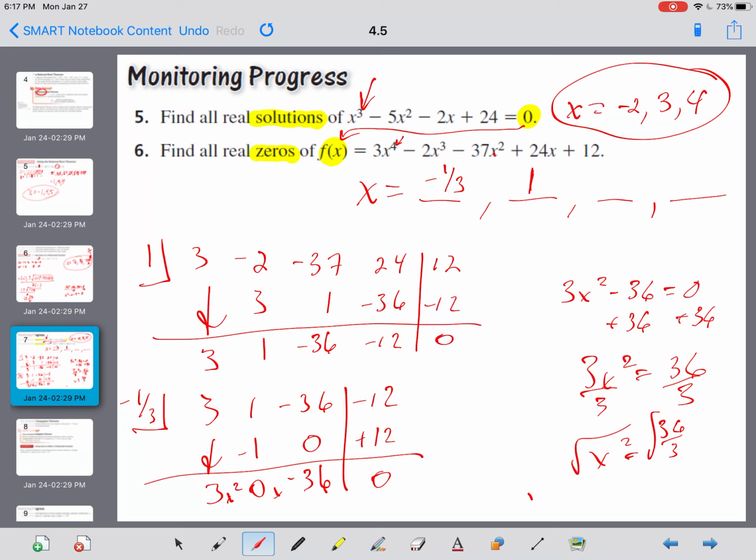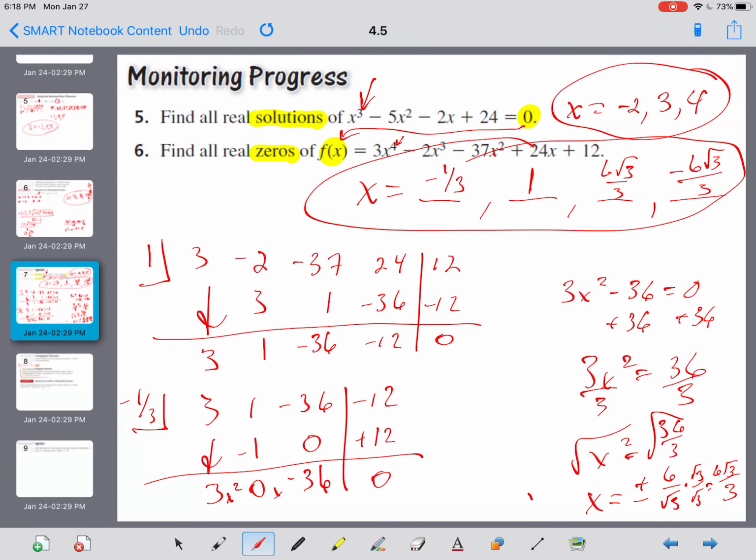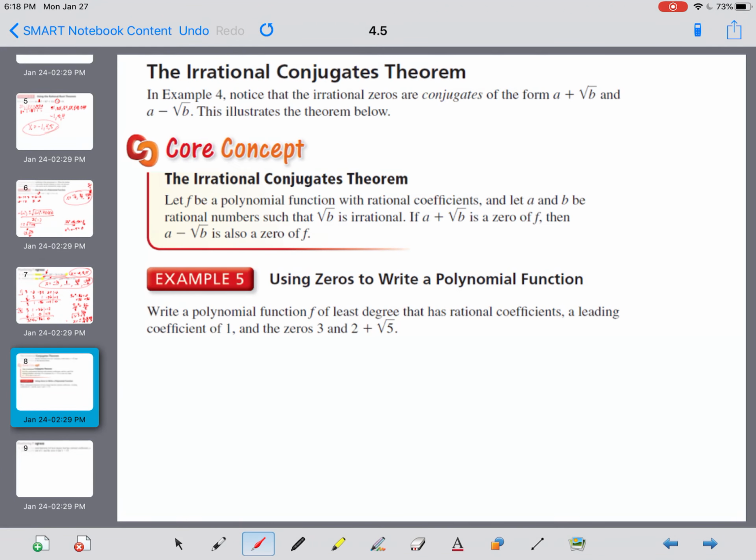36 divided by 3, and then we're going to square root, and when we do that, we get plus or minus. Square root of 36 is 6, and the square root of 3 on the bottom, which you can't do, so we multiply by the square root of 3 top and bottom, rationalize the denominator, so we get 6 square roots of 3 over 3, plus or minus. So 6 square roots of 3 over 3, and negative 6 square roots of 3 over 3. That's the plus or minus part. We get all 4 answers. When it's got that irrational piece to it, it's got some work that you got to do.